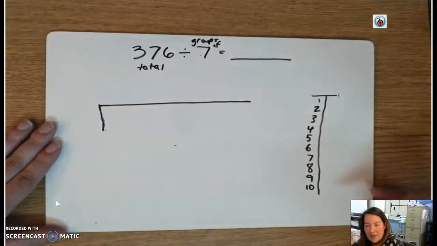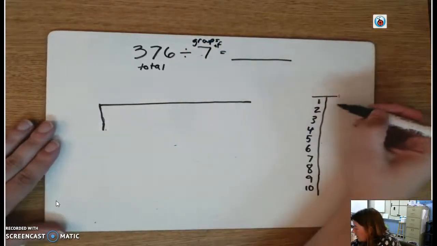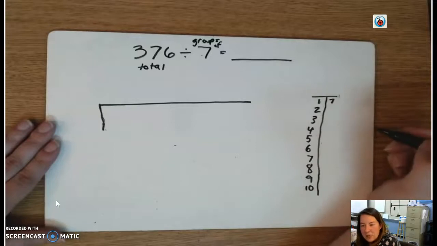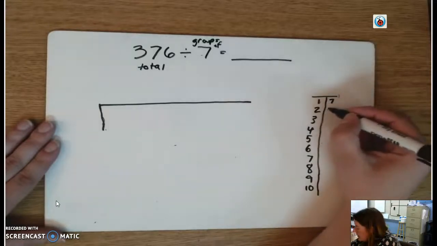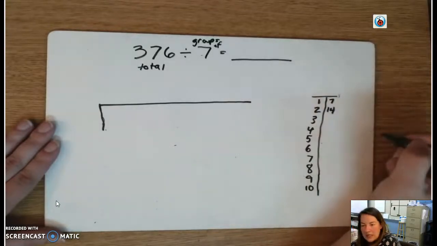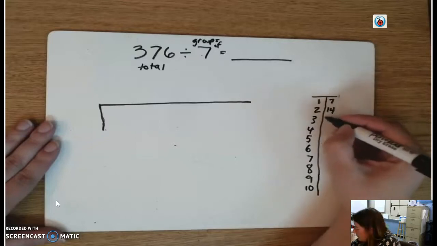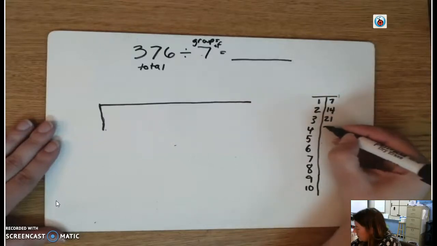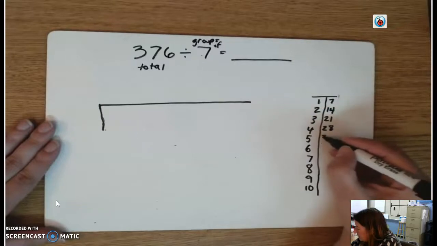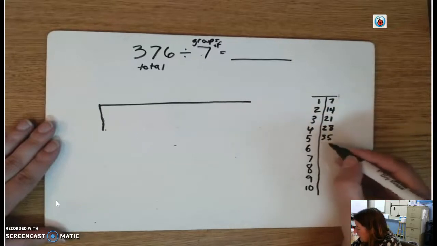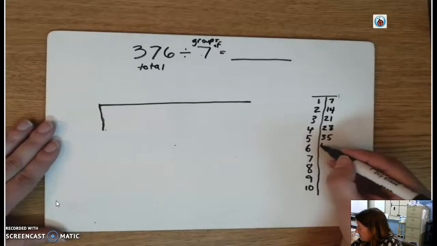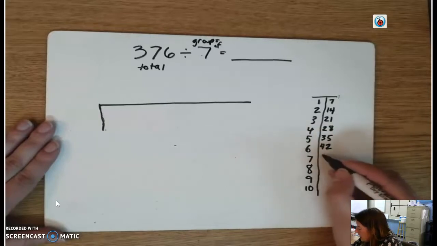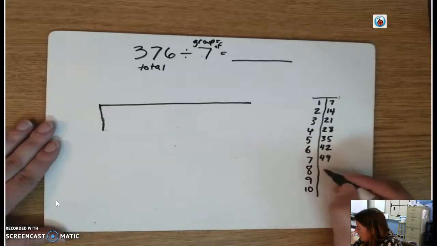Well, let's list off my groups of 7. One group of 7 would need 7 pieces. 2 groups of 7, you would need 14. 3 groups of 7, 21. 4 groups of 7, 28. 5 groups of 7, 35. 6 groups of 7, 42. 7 groups of 7, 49.